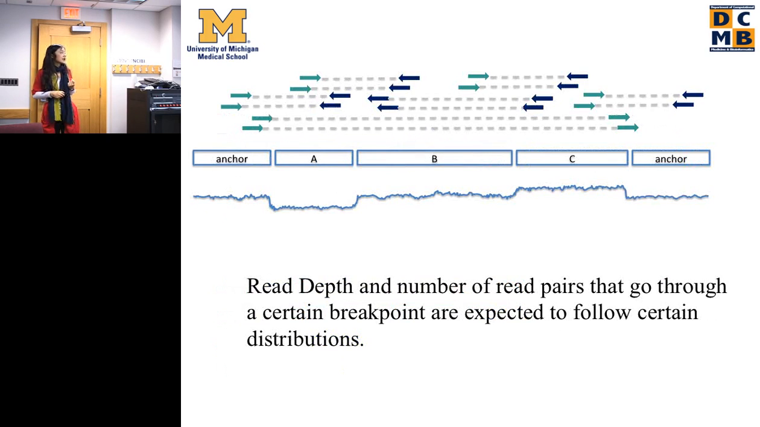Let's see here. It seems that A got deleted because it gets a much lower coverage, while C got duplicated because it gets a higher coverage.